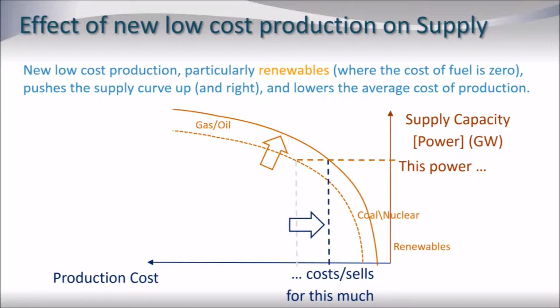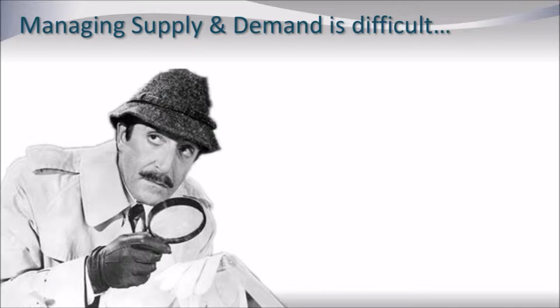pushes the supply curve up and to the right, and lowers the average cost of production. We don't need Inspector Clouseau to tell us that managing supply and demand is difficult.